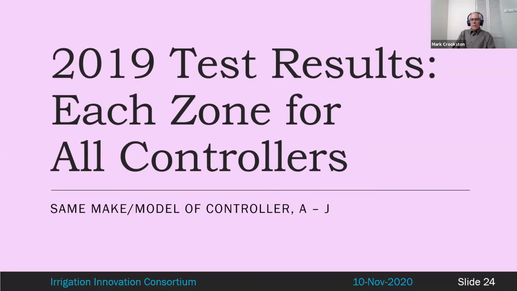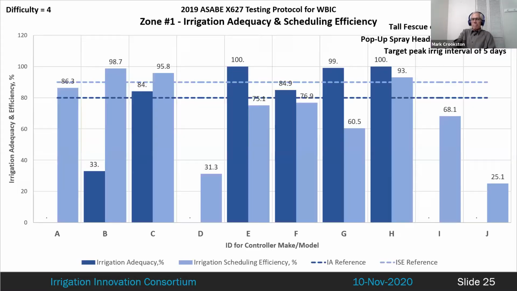Now we want to talk about some test results. We're going to look first at the zones for the controllers, and then we'll look at the controllers themselves. The following graphs will present average performance by categories for the 10 controller makes and models, using their assigned IDs of A, B, C through I, J. This controller performance graph for zone number 1 includes both irrigation adequacy and irrigation scheduling efficiency.